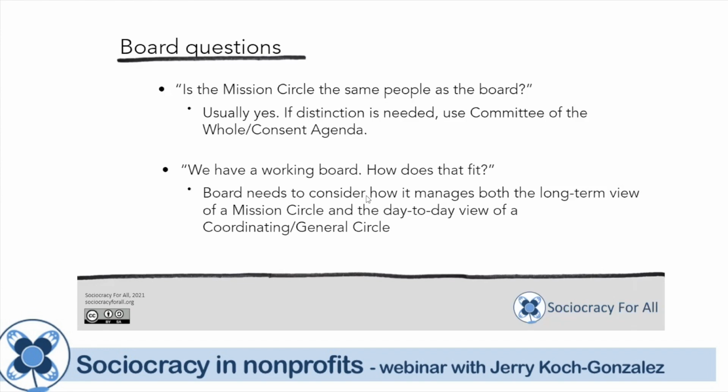And you can do that by alternating meetings, paying attention to the long view in one meeting, the day-to-day in the other meeting, or splitting up your meeting into 2 parts. The important thing is that you're able to focus on both. If you have a working board, sometimes the long view gets forgotten because you're so busy trying to do stuff. So how do you hold both?